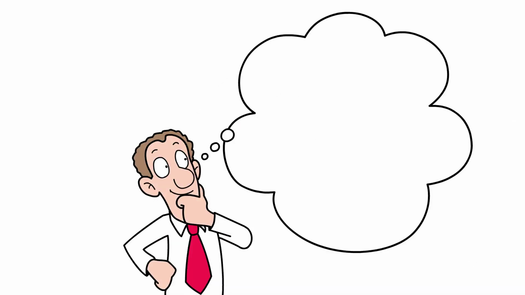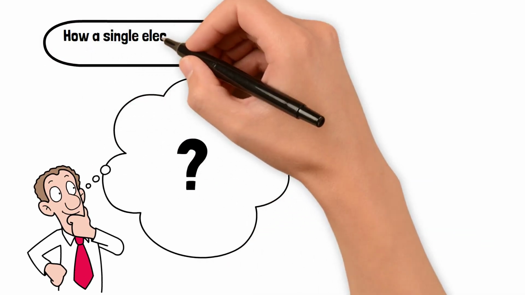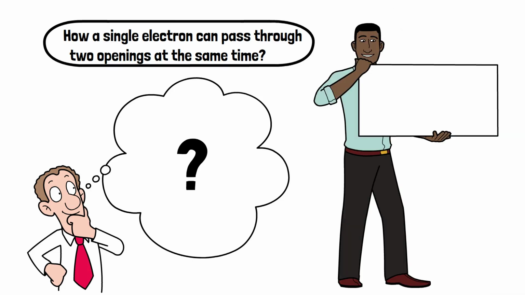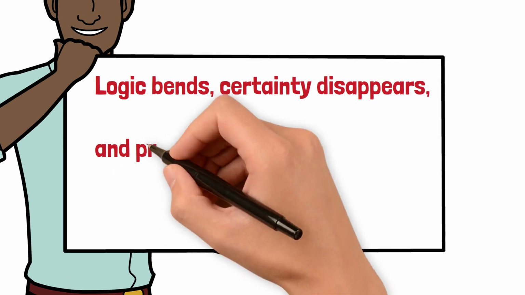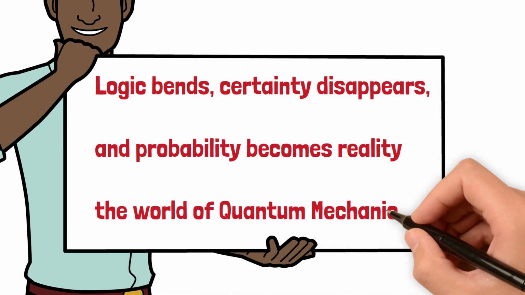Have you ever wondered how a beam of light can act like a wave one moment and a particle the next? Or how a single electron can pass through two openings at the same time? Welcome to the world where logic bends, certainty disappears, and probability becomes reality, the world of quantum mechanics.